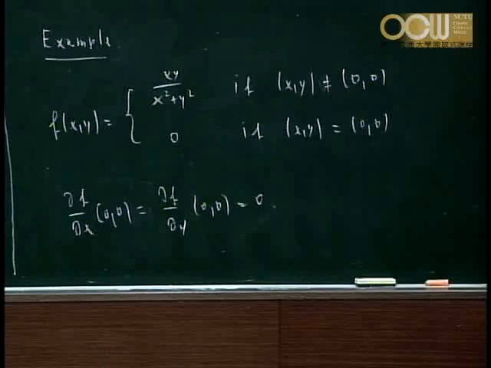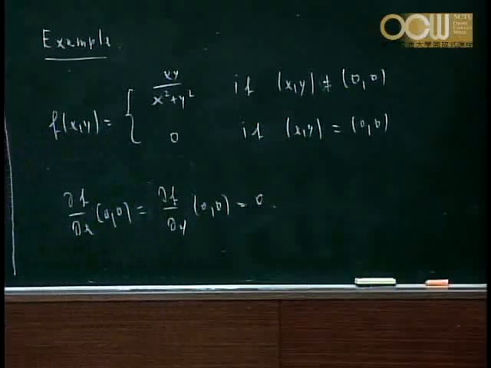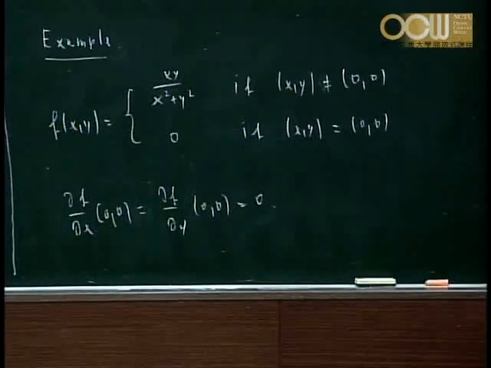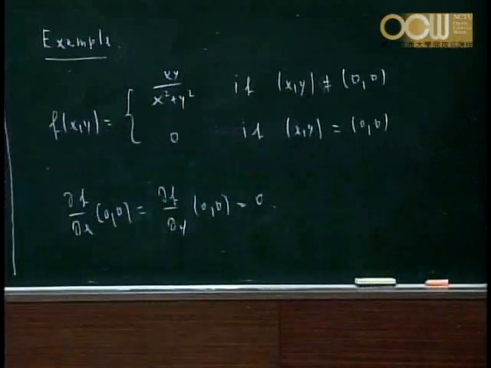The examples are normally of the form something like x squared plus y squared times the sine of 1 over x squared plus y squared, or something like this. But I would have to think for 10 minutes to figure out an example. Okay, so any questions to this? You see that the situation for functions of two variables is quite different.